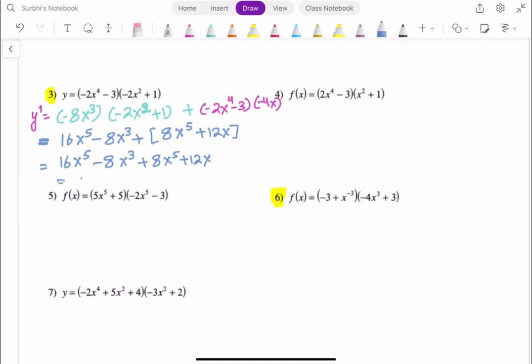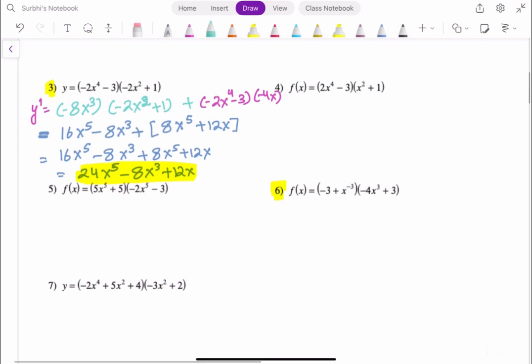But we can combine the like terms, x to the power of 5. So 24x to the power of 5 minus 8x cubed plus 12x. So remember, the rhythm for product rule is left to right plus right to left, or you can do it either way around. Instead of doing left to right, you can also do right to left first.